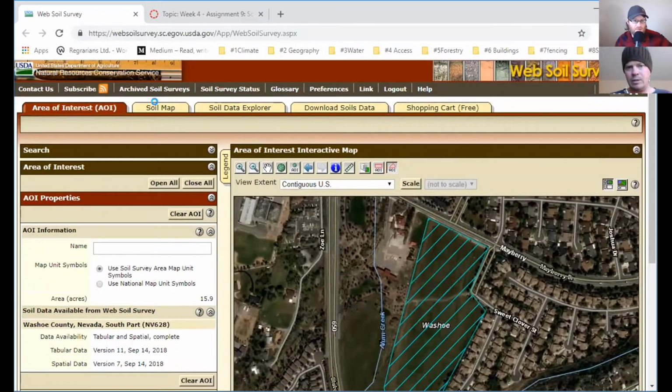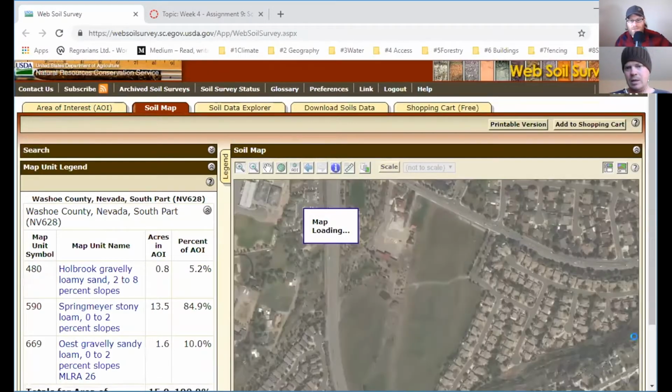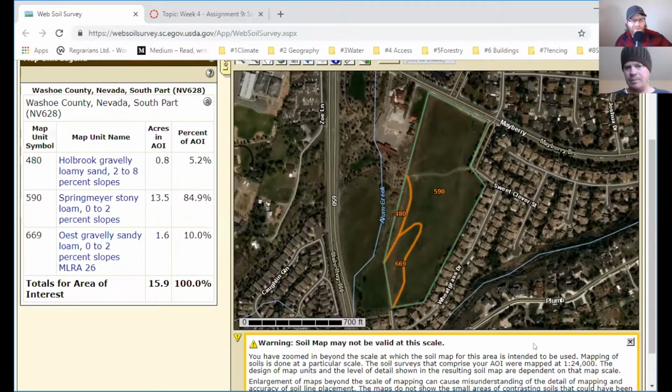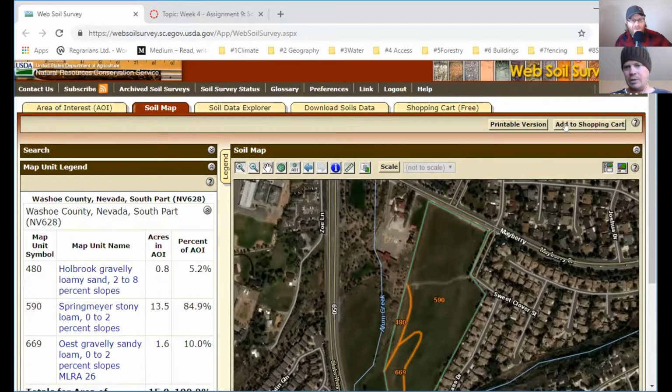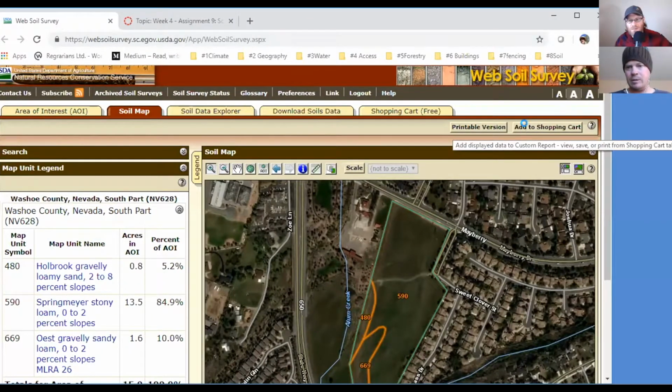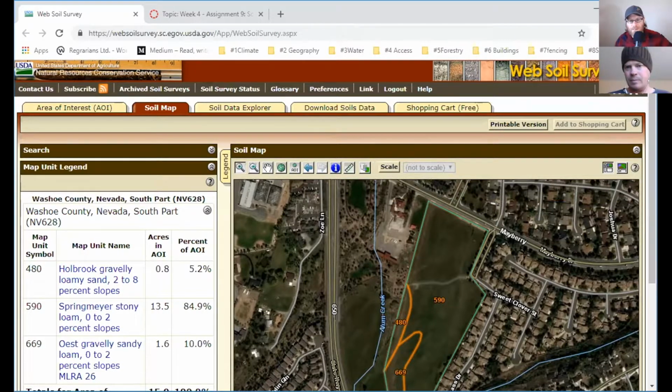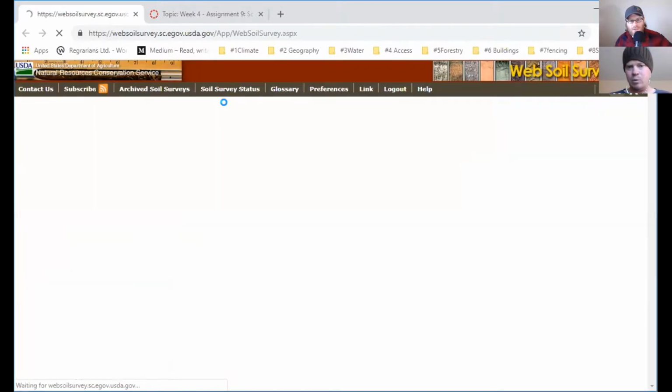And I go straight to soil map. Here I get my soil map. It's got 3 soil types, a table, and I can add that to my shopping cart, which allows me to download this stuff later. So I would do that. It's quick and easy. The next thing that I want to look at is the Soil Data Explorer.